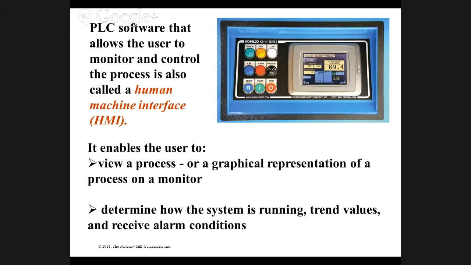The second category is PLC software that allows the user to monitor and control the process, also called the HMI, or human machine interface. Touchscreen. You got touchscreens at work? That's HMI. If you have software running on a PC that lets you modify the PLC or start and stop equipment, that's HMI software. So your PC is now an HMI. Typically, we like HMI touchscreens because they're more rugged. People can't try to play solitaire on them. That's a joke.